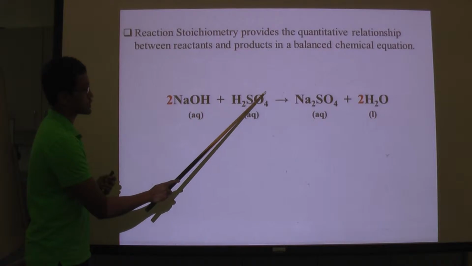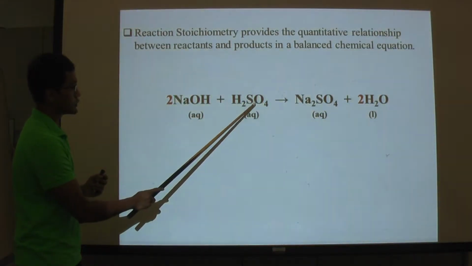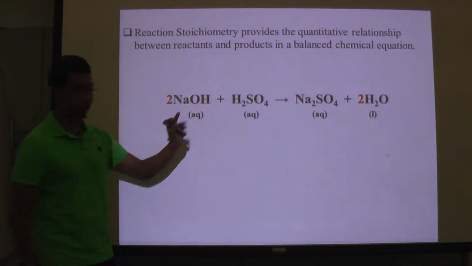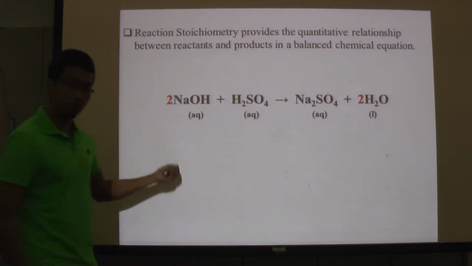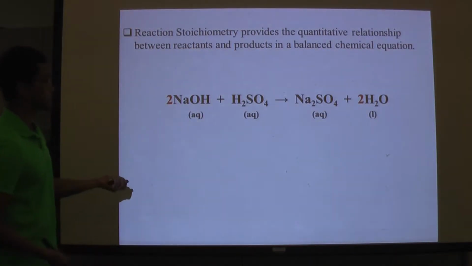Then we are going to consider the sulfate ion, or sulfate, all by itself. So 1 sulfate on the left and 1 sulfate on the right. So this chemical equation is balanced. Now we can make use of this balanced chemical equation to solve problems. So let's look at some examples.